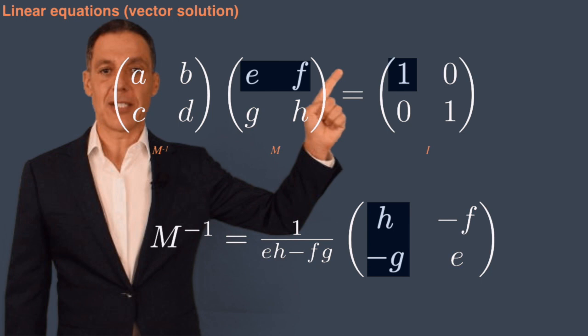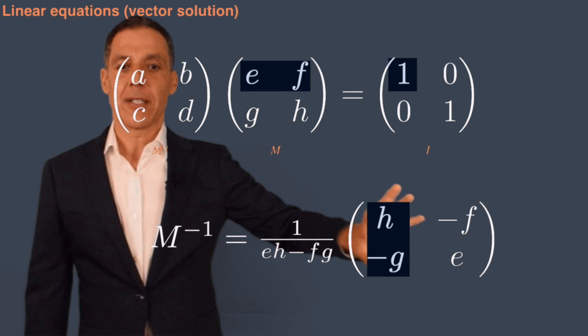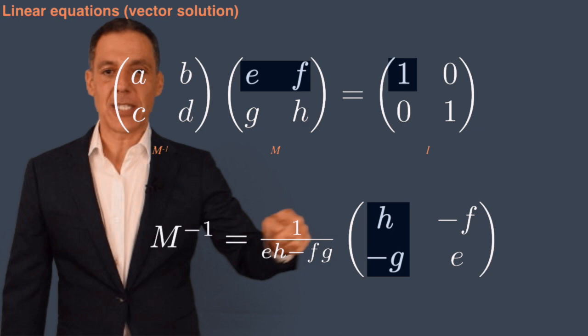So this row times this column, that's EH minus FG. And then I'm going to multiply that by the scalar. Remember, a scalar times a matrix is just the scalar times every element of the matrix. So if I have EH minus FG times this, that's equal to 1. Good. So let's do this one here.